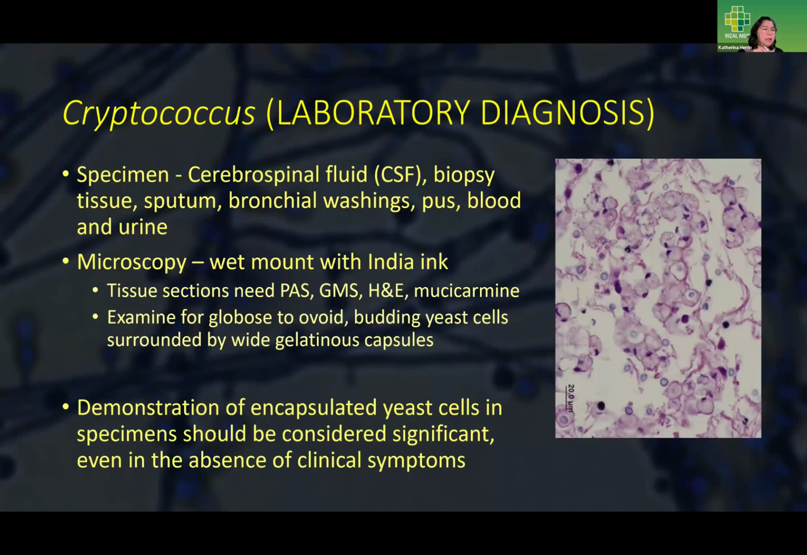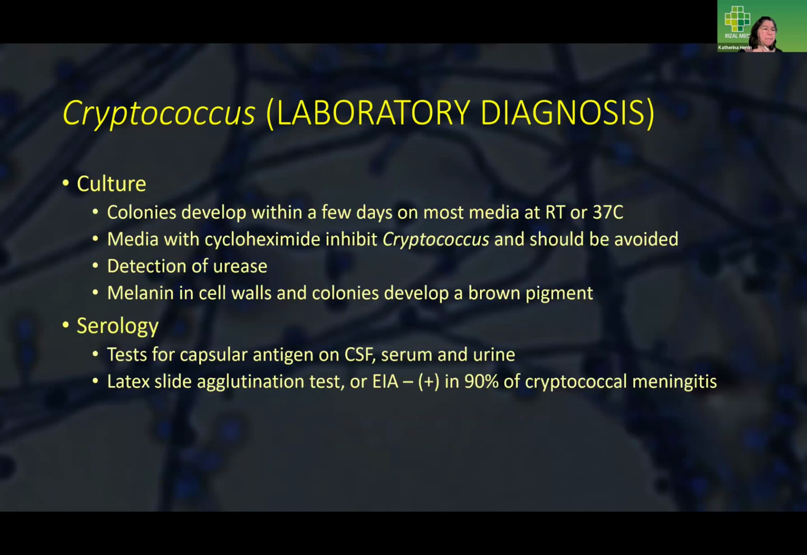Specimens include CSF, tissue, and exudates. For direct microscopy, specimens are examined in wet mounts, both direct and after mixing with India ink to delineate the capsule. Tissue sections need special stains and are examined for globose to oval budding yeast cells surrounded by wide gelatinous capsules. Colonies develop within a few days on most media at room temperature or 37 degrees centigrade.